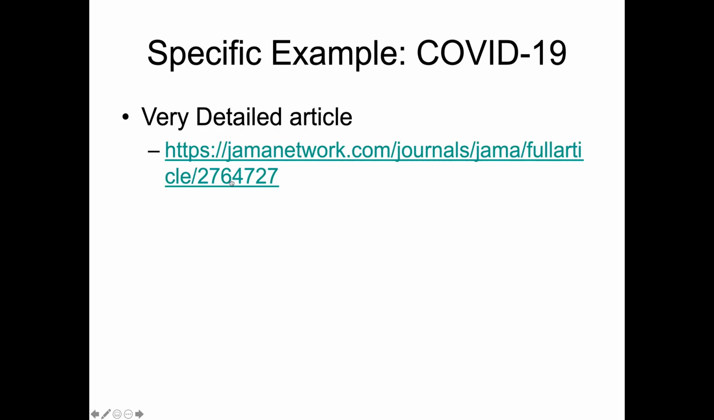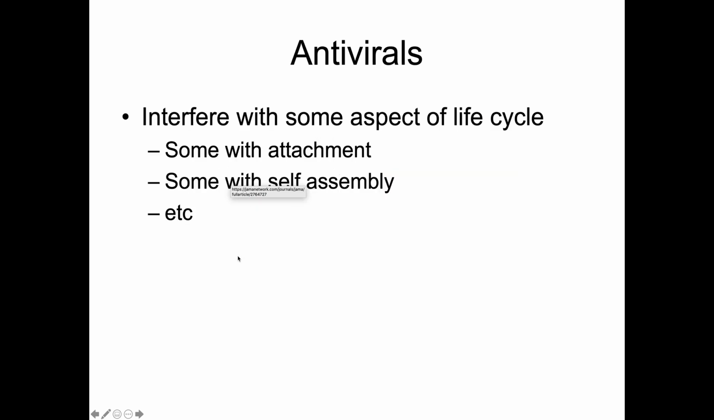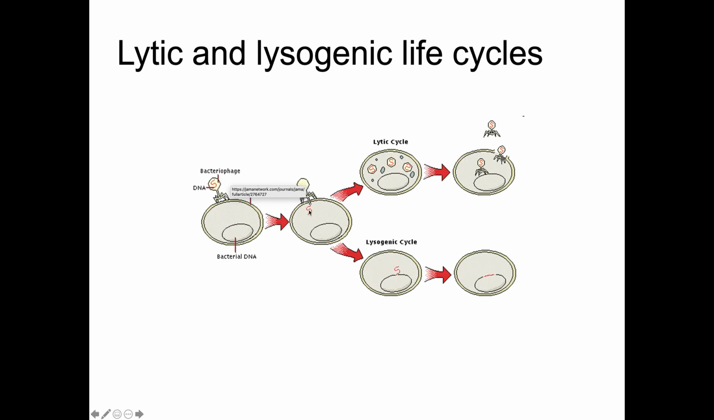So for example, an antiviral could interfere with this binding event here. It could prevent the virus from binding. It could prevent the virus from assembling. Some antivirals will prevent the viral nucleic acid from being copied. That would have an effect on the normal nucleic acid as well.